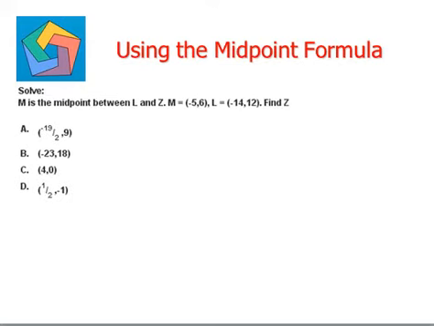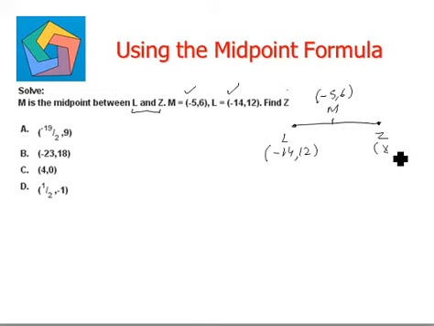Let's do another question. M is the midpoint between L and Z. M has the coordinates -5, 6. L has coordinates of -14, 12. We have to find out Z. So let's again draw it. M is the midpoint between L and Z. So L and Z are the two endpoints. M is the midpoint. Coordinates of L are given as negative 14, 12. Coordinates of M are given as negative 5, 6. We have to find out Z, that is x2, y2. So this is our x1, y1, this is x, this is y.